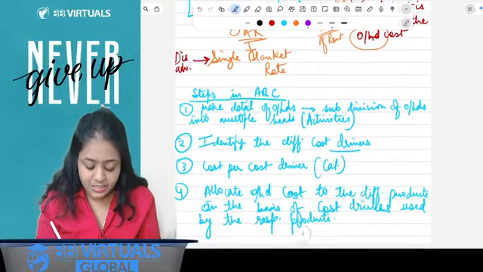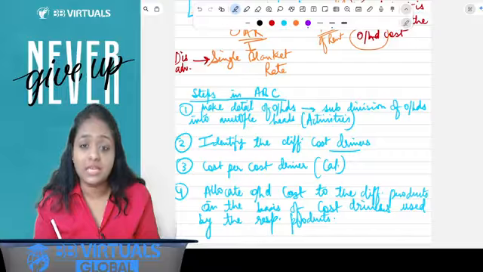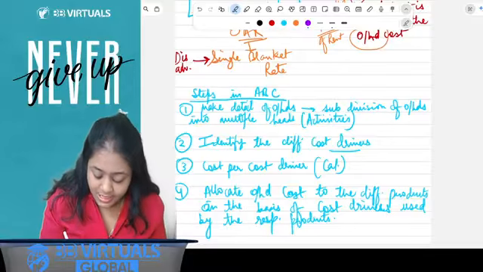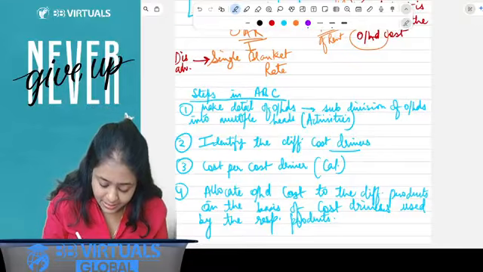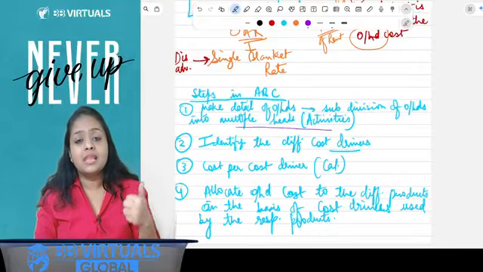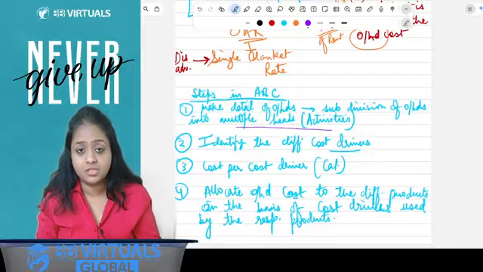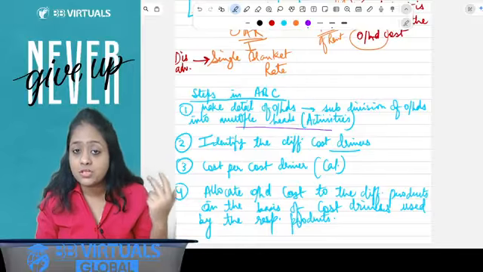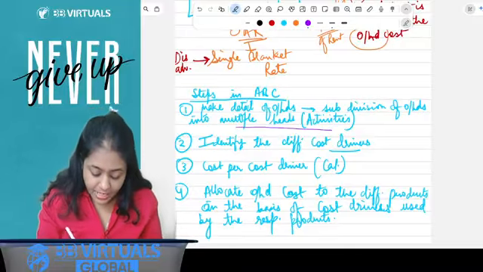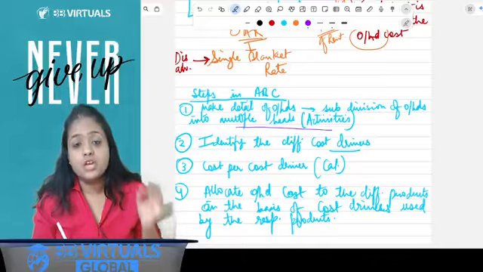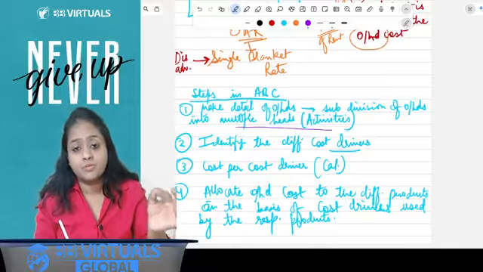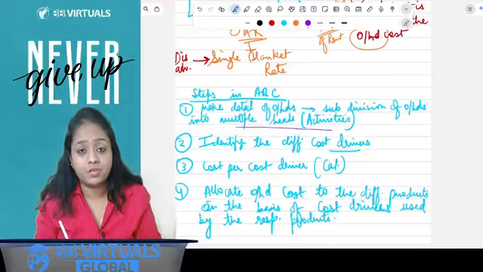That is, simply speaking, if I summarize the steps in ABC, step 1 says make detail of overheads. That is the subdivision of the overheads into multiple heads or multiple activities, like the production running cost, the machine setup cost, ordering cost, and so on. Identify the different cost drivers which drive these costs. So for production cost, the number of production runs will be the cost driver.